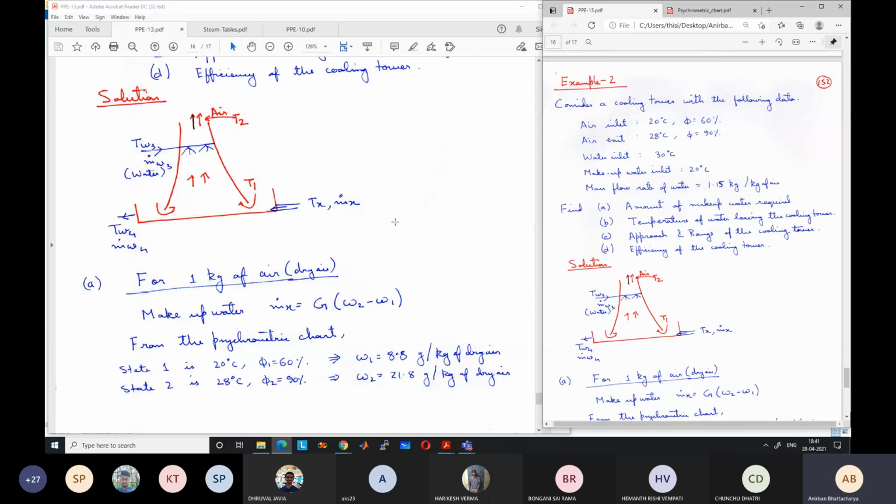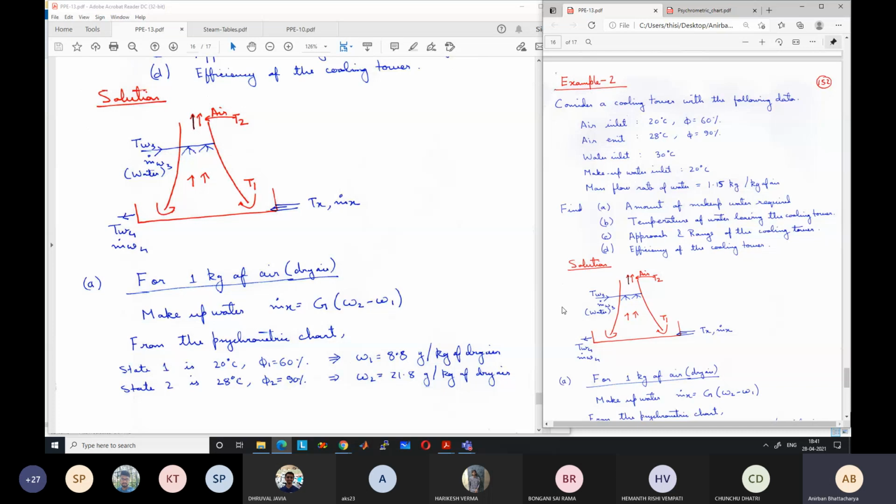So let us try to solve this problem. And we will be using a psychrometric chart for solving this problem. So I will show you how to find the values in the psychrometric chart. You guys should already know this, but for the sake of completeness, I will also show you how to deal with a psychrometric chart.